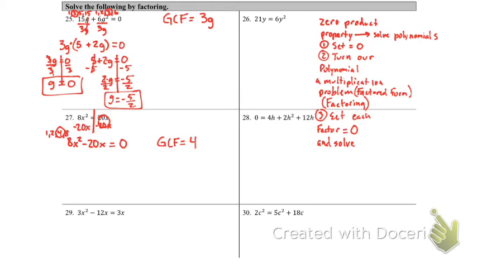Okay, it can divide 20. Now we look at the variables. Do they share a variable? Yes, they share an x. What's the lowest power? It's a single x, x to the first, so that goes in my GCF.